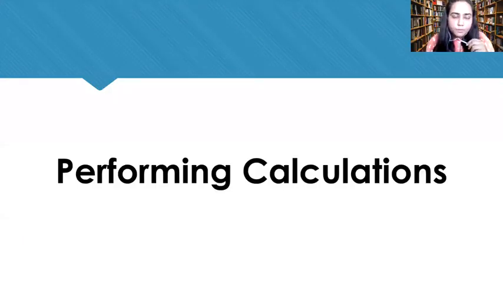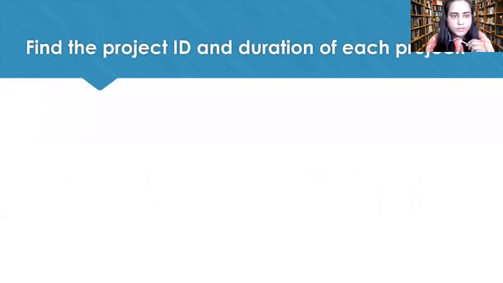Now we will see how you can perform calculations within the column names that you supply while using the select query. So suppose this is your question. It says find the project ID and duration of each project. The duration means the difference between the stop date and the start date of a project. So it will tell you how many months or how many days are there in between. That would be the duration. So for how long the project went on, that is the duration.